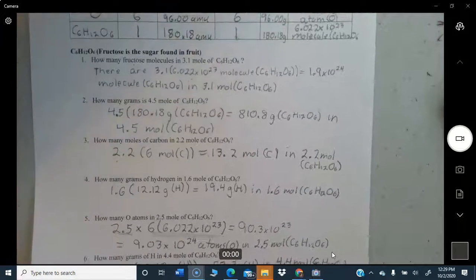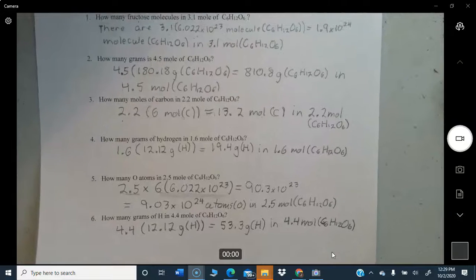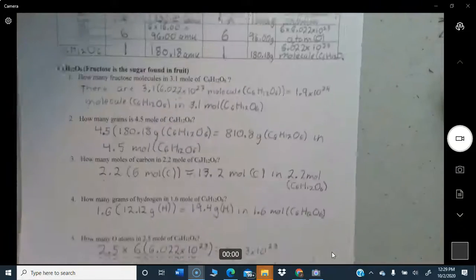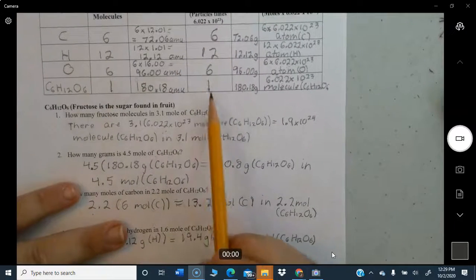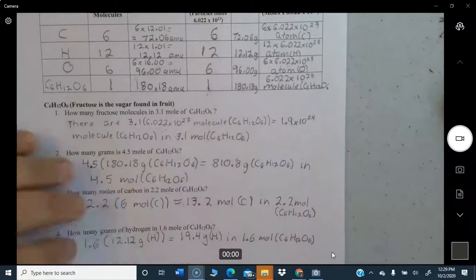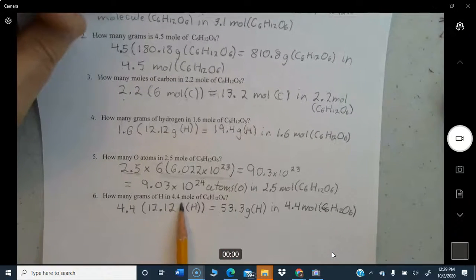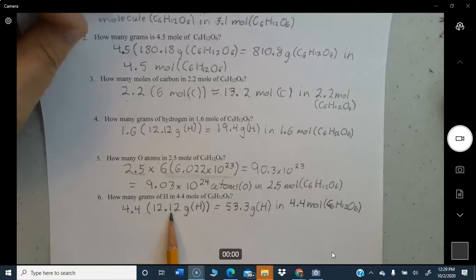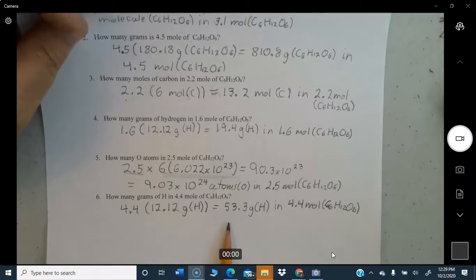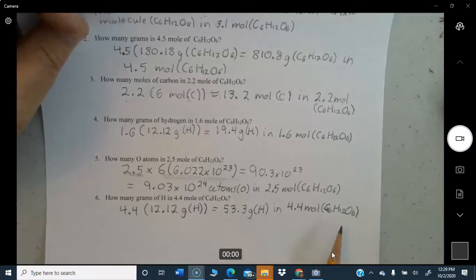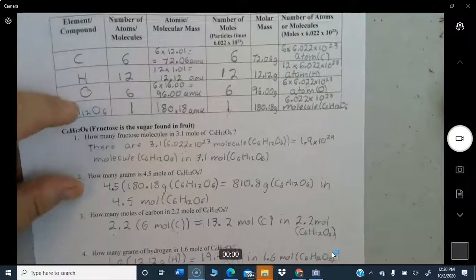Okay, and the last one. Make sure I keep this on screen. How many grams of hydrogen in 4.4 moles of fructose? In 1 mole of fructose, there's 12.12 grams of hydrogen. So if we're interested in 4.4 moles of fructose, it would be 4.4 times 12.12 grams of hydrogen, which is 53.3 grams of hydrogen in 4.4 moles of fructose. Okay, that's how you do these.